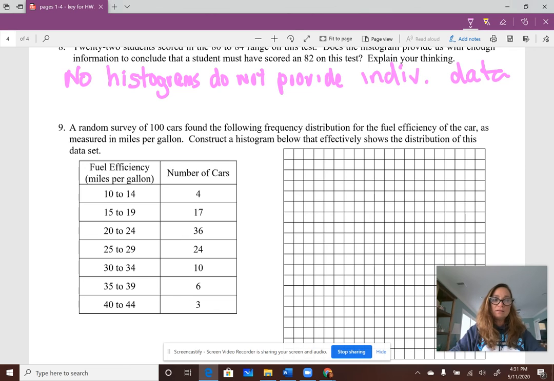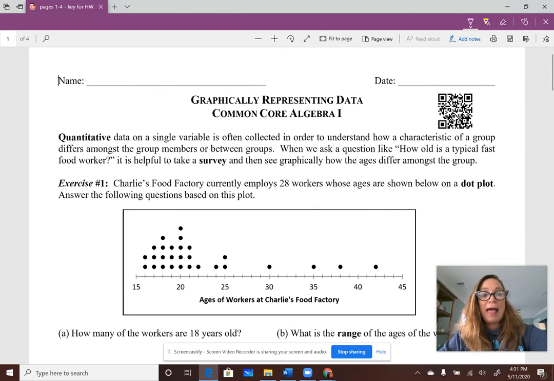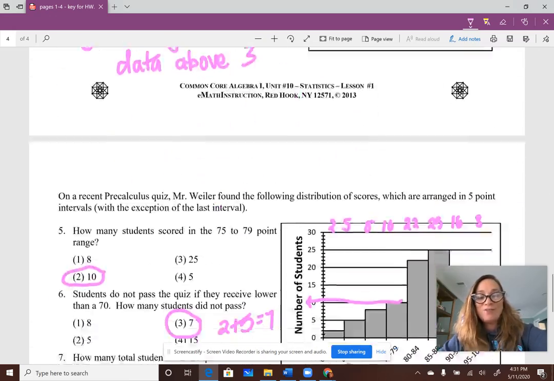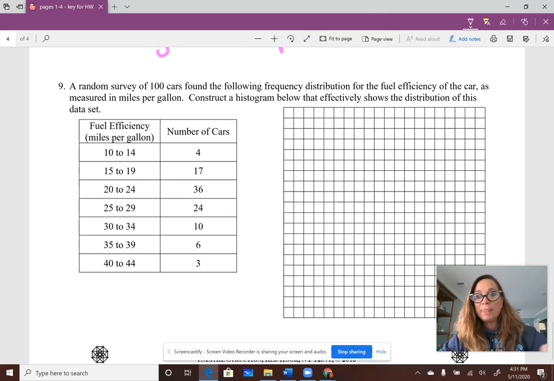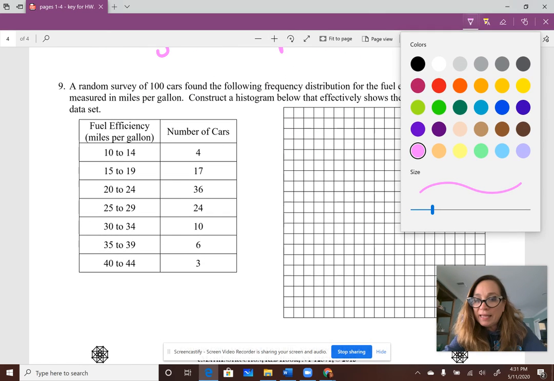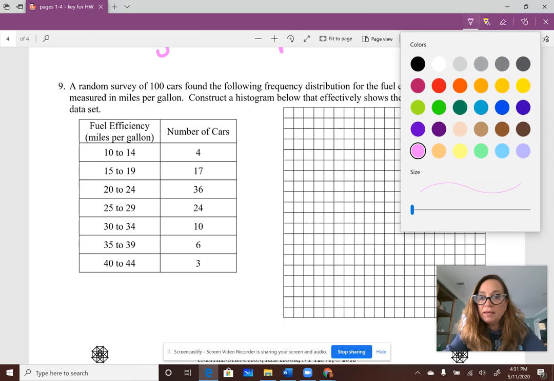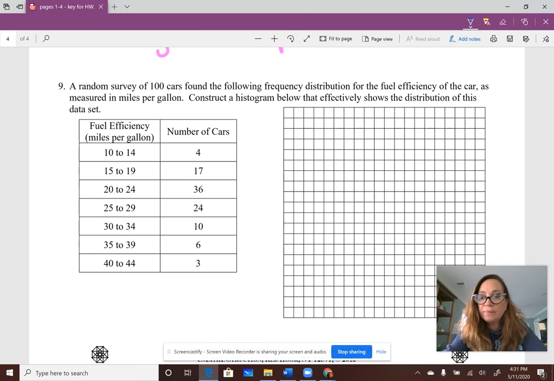What's the trend? Okay. A random survey of 100 cars found the following frequency histogram for the fuel efficiency of a car. Fuel efficiency, you want higher numbers. That means you get more miles per gallon. So a car that only gets between 10 and 14 is no bueno, people. No bueno. All right, let me try to get a thinner one, and a darker one. I'll go like here.